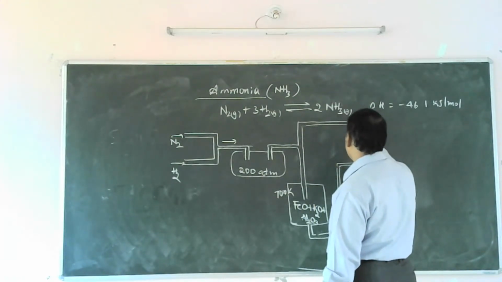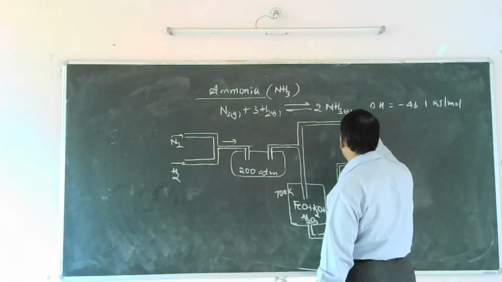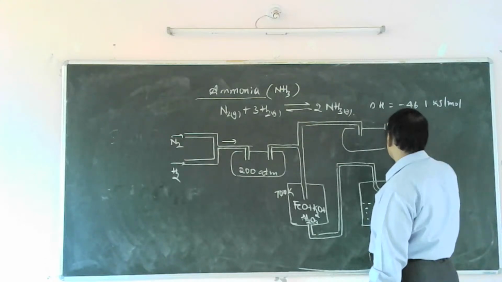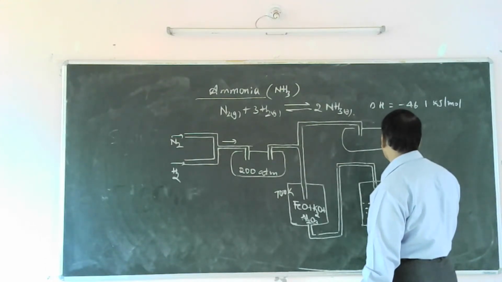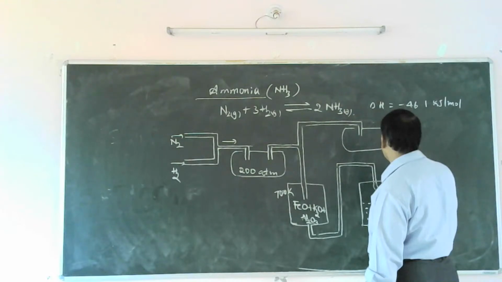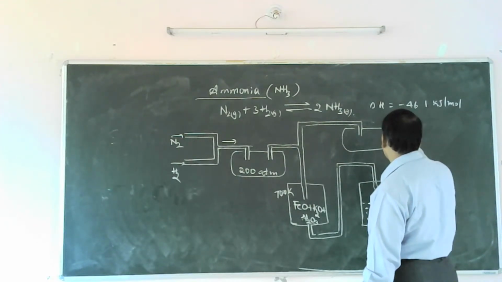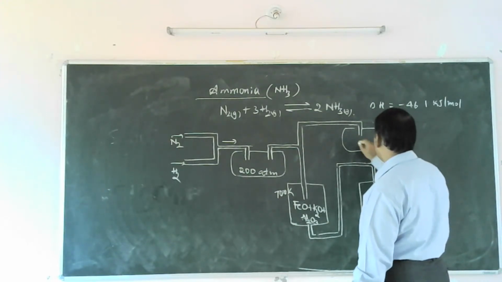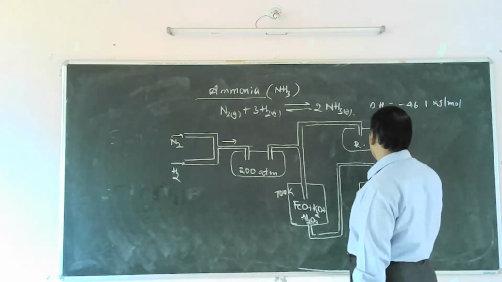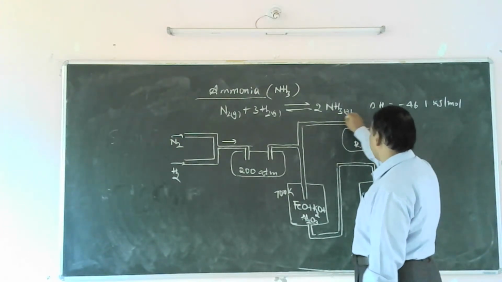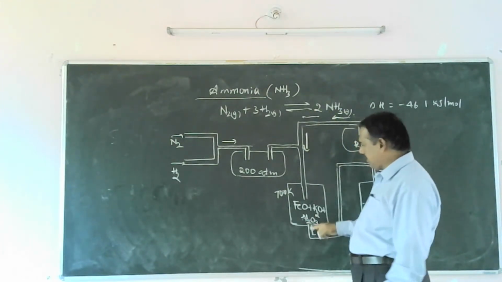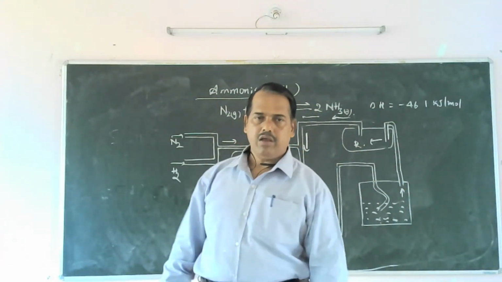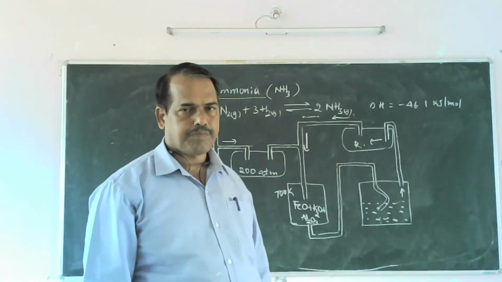So this is nothing but a recycle pump. You have to add this. Okay, so it is nothing but a recycle pump. And whatever the gas which is unreacted, it passes and again enters the catalytic chamber. Thus, ammonia is prepared by Haber process.